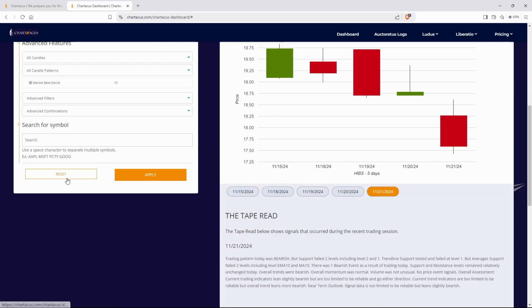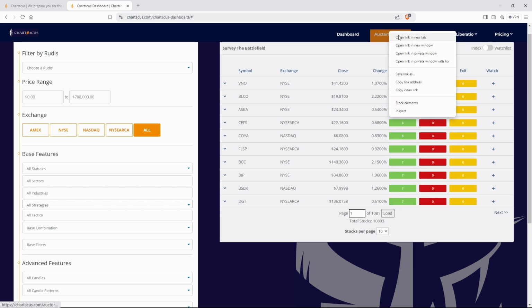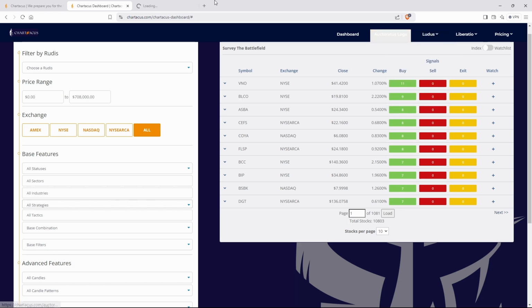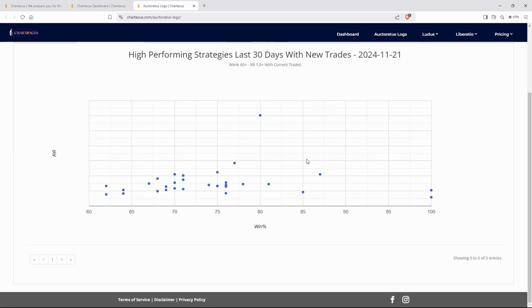Let's start off by resetting our selections. Now we're back to the default view. Go ahead and open the Chartacus logs page on a separate tab. And let's pick a strategy. High-performing strategies, here we go. What you want to have always when it comes to this page is pick those that have an RR, reward to risk ratio, greater than 2.0, and win percentage greater than 70%.